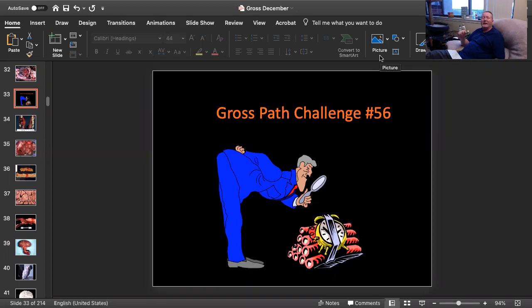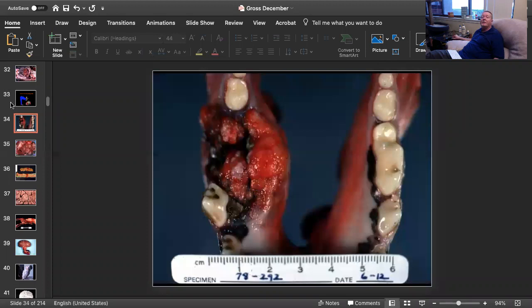So I thought I'd put together another Gross Path challenge for you. This time, Gross Path challenge number 56. I hope you enjoy it. Slide number 1 is tissue from a dog. Can you give me a morphologic diagnosis?